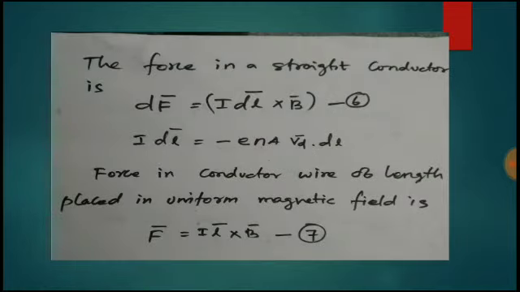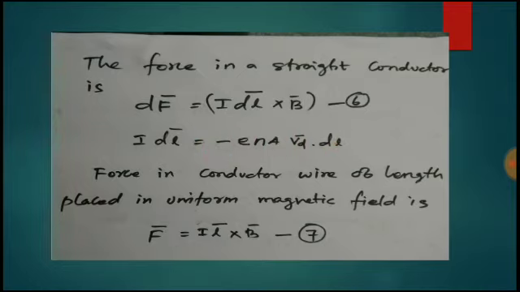Next, the force in a straight conductor. Here dF is equal to I dl into B. What is I? Current. What is dl? The small length element. And what is B? Magnetic field. Because I dl is equal to minus e n A Vd into dl, the small element.